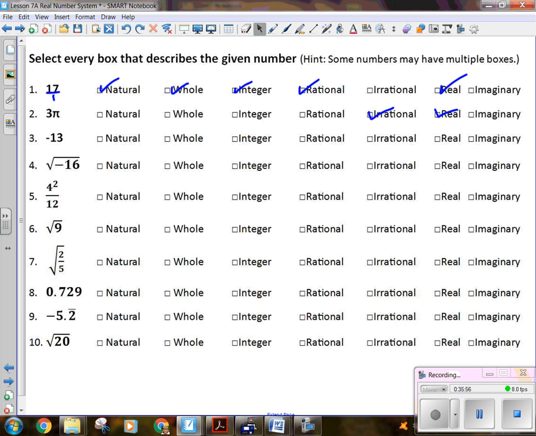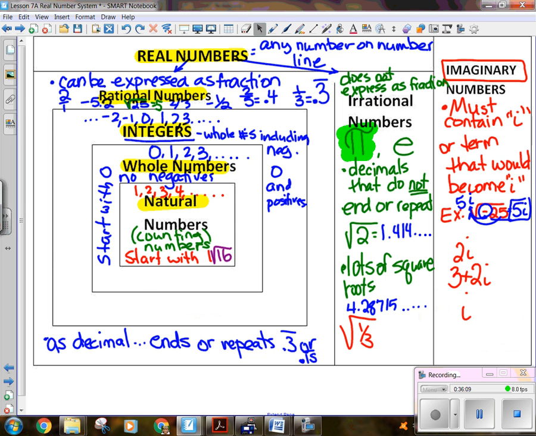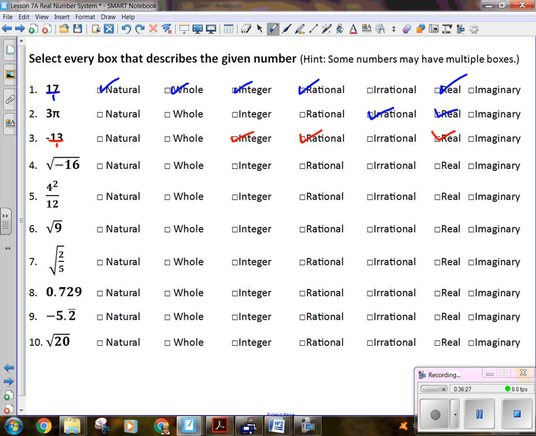Negative 13, well, I could express negative 13 over 1, so I know it's definitely going to be a rational number, which means it's definitely real. It's on the number line. Now let's see if it's anything else. Right here in the integers category, if I went back, would I be at negative 13 at some point on the number line? Sure would. So it's also an integer. It is not a whole number because I can't be negative, but it is also an integer. So in number 3, you should have integer, rational, and real all picked out.